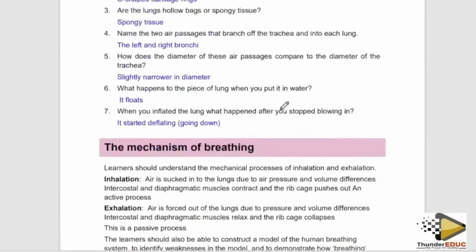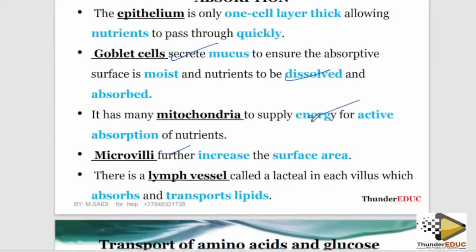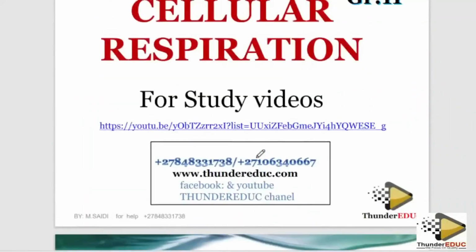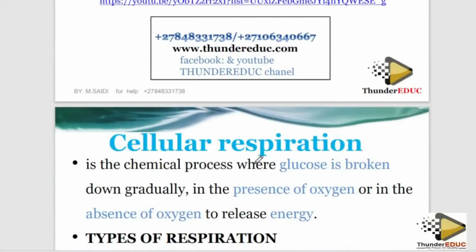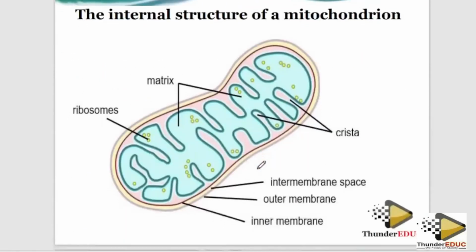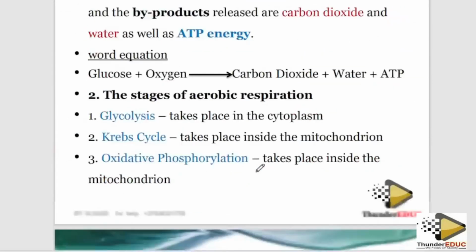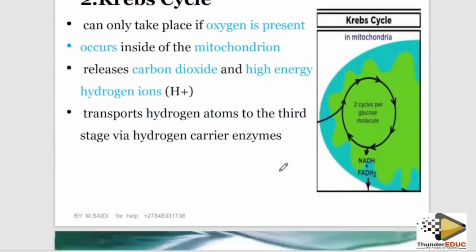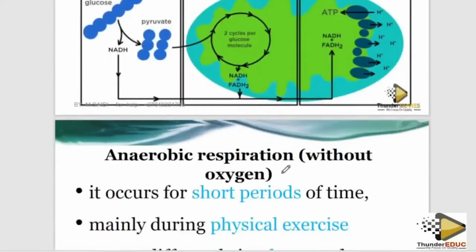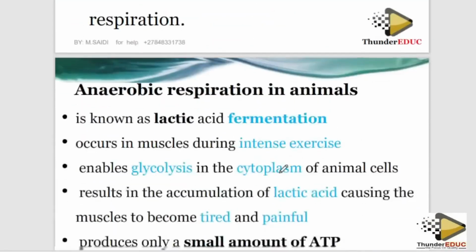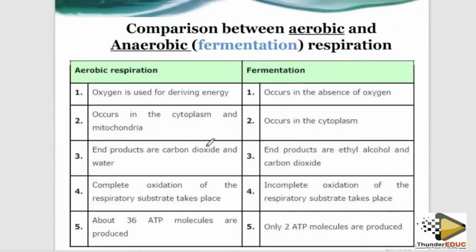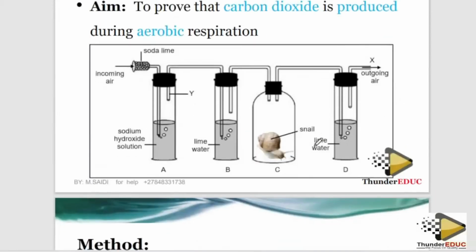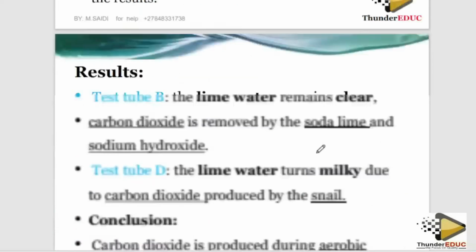Let's go to the next topic, respiration. I think I've spent too much time there. In the remaining few minutes, for respiration, look at the structure of a mitochondria. We have seen it. Then talk about the phases: glycolysis, Krebs cycle, and oxidative phosphorylation. After that, talk about the differences between these. And lastly, we also love to bring this, but if we bring it, we bring it in an experiment.